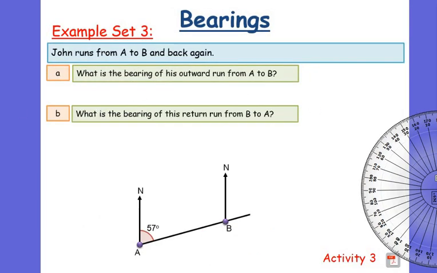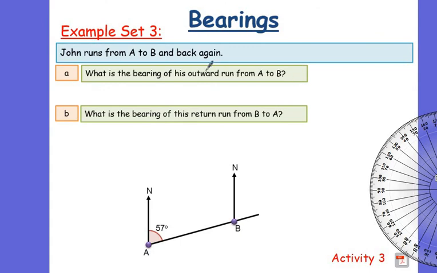Okay, I'm going to go through a slightly different example. Here I've been told John runs from A to B, and he runs back again. What's the bearing of his outward run from A to B? Let's work it out. So for starters, he started at A, he's turned 57 degrees and run to B. So his bearing is 57.